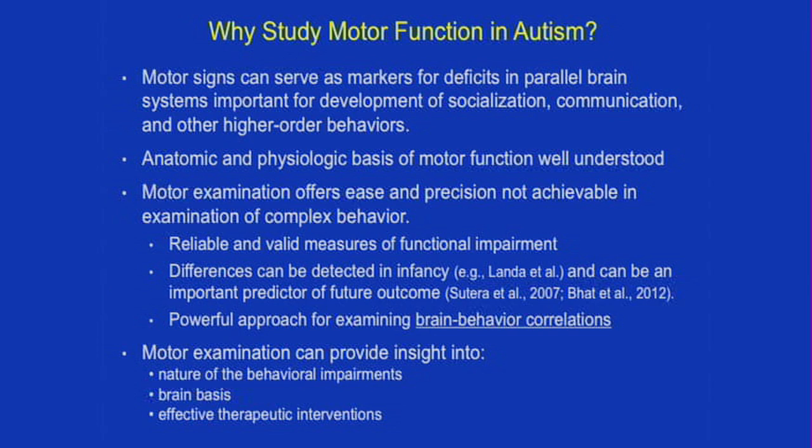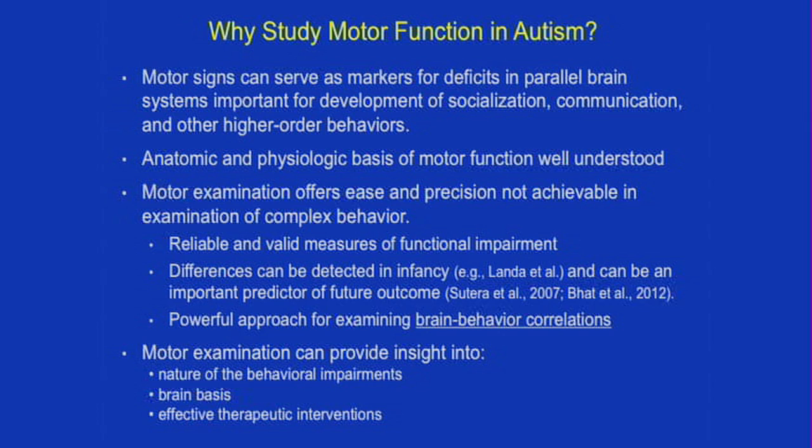So this question could still be asked: well, okay, that's nice, but why still focus on the motor system? What's the advantage? What I would submit is that the anatomic and physiologic basis of motor function is well understood, well beyond what we understand for these higher order social, communicative, and cognitive functions. And so we can get a handle on exactly what's going on at the physiologic level much more easily by looking at motor systems than other systems.